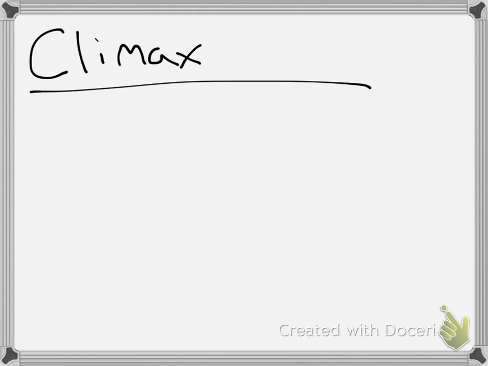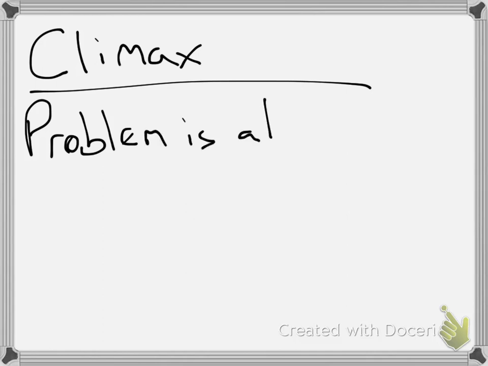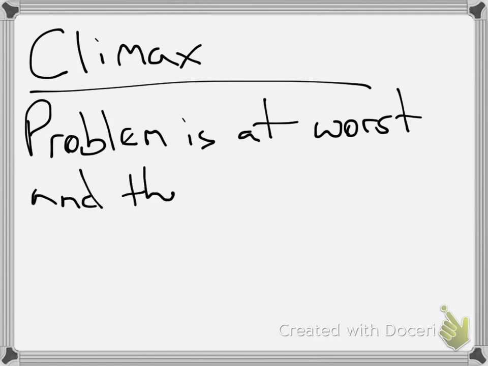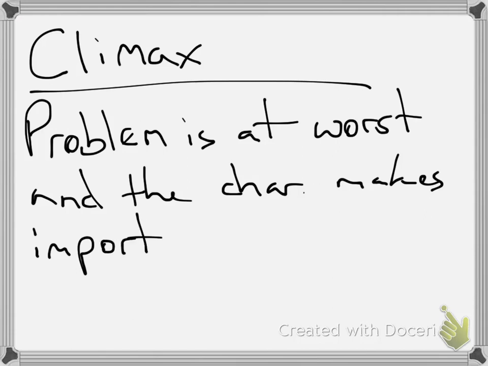We have climax. This is that big top point of the triangle. So climax. This is the main problem is at its worst. So problem is at its worst. And then the character makes an important decision. This important decision will affect the entire ending of the story. So that's climax. Whoops. Should probably spell that properly.